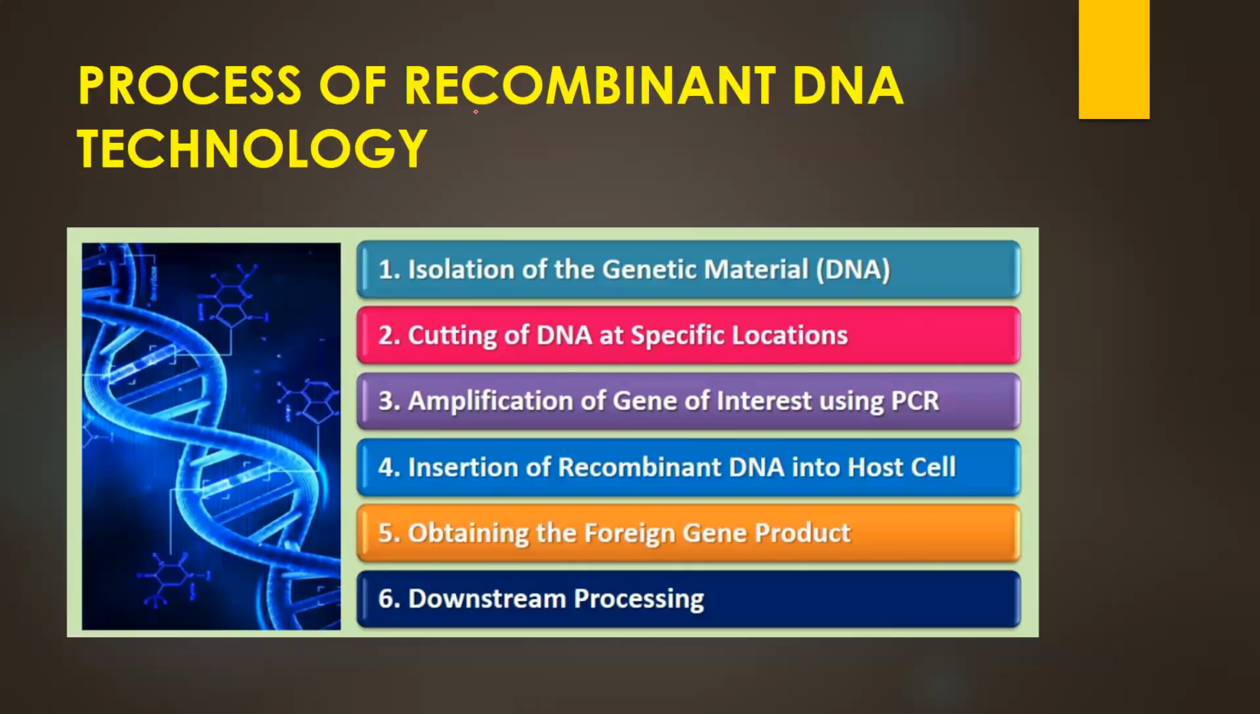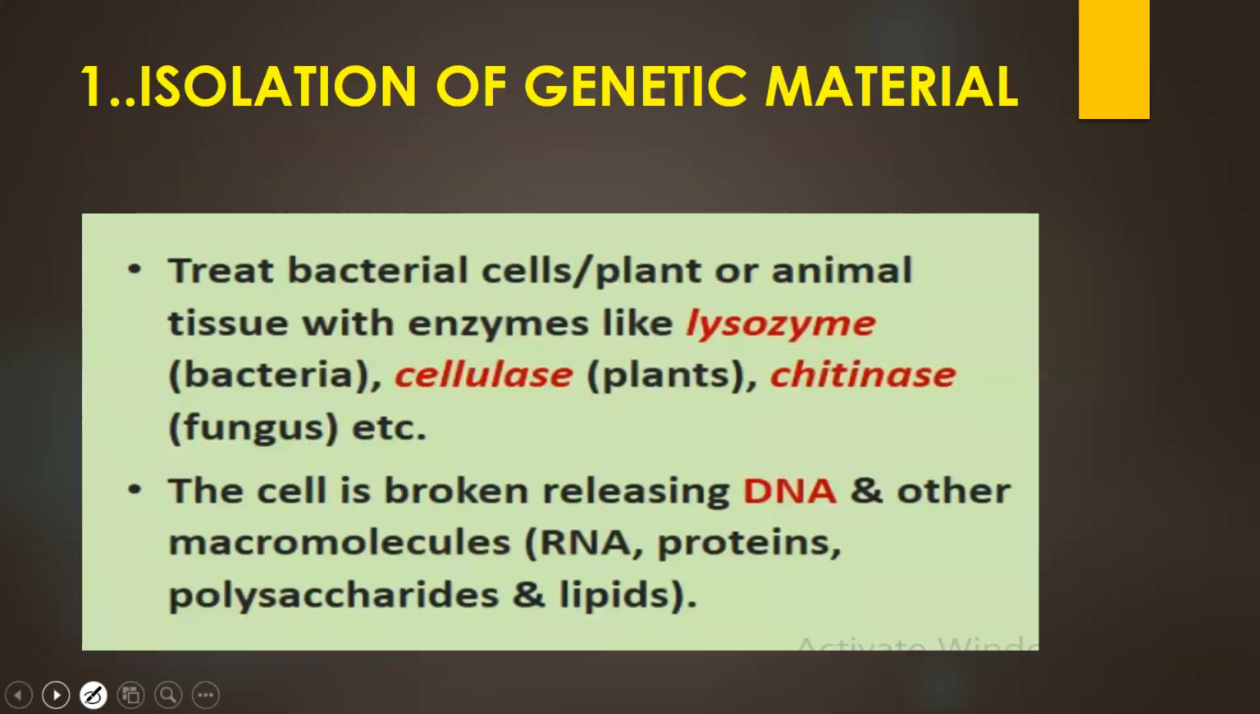Now, the next topic which we have to study is what is the process of recombinant DNA technology? There are 6 processes: isolation of genetic material, cutting of DNA at specific location, amplification of gene of interest, insertion of recombinant DNA into the host cell, obtaining foreign gene product, and downstream processing. In this video, I'll be explaining the first 3. The first one is isolation of genetic material.